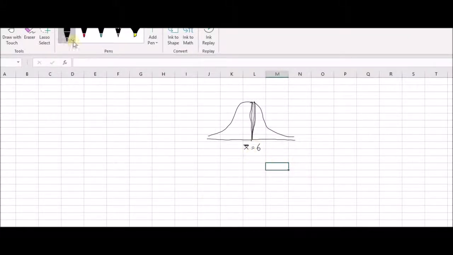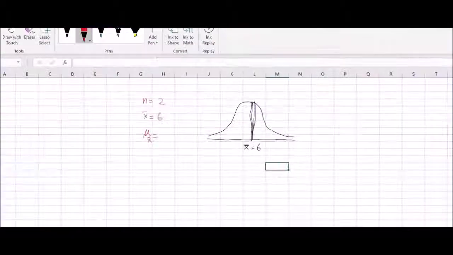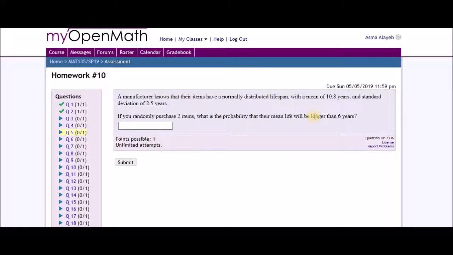So n is equal to 6. Sorry, n is equal to 2. The sample size n is equal to 2. And x bar that we're looking for is equal to 6. And we know that the mean is equal to the population mean, which is in our case 10.8.